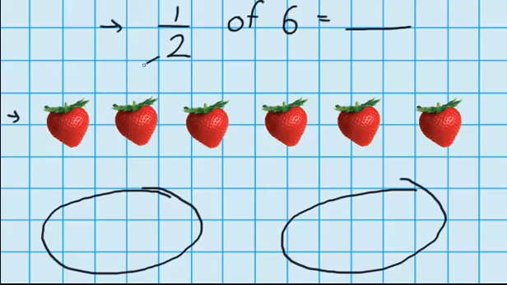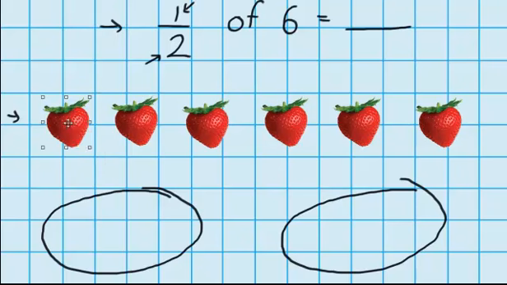This number here, the denominator, has told me I'm going to need 2 groups. And you can see those 2 groups down here. And my numerator has told me that I'm interested in one of those groups. So I'm going to have to share these strawberries one at a time into my 2 groups.